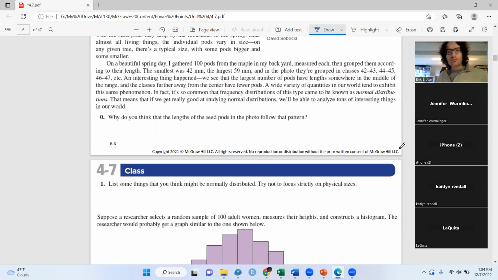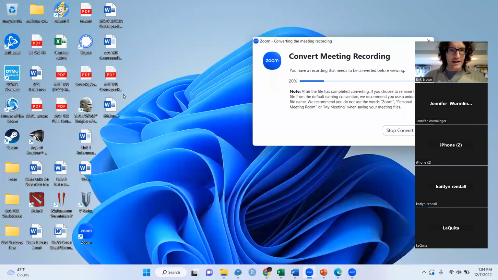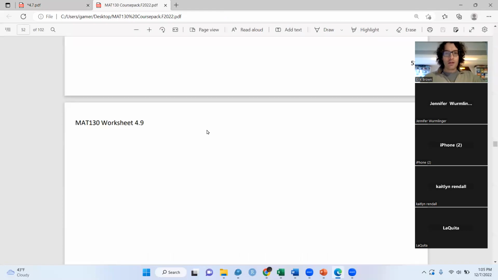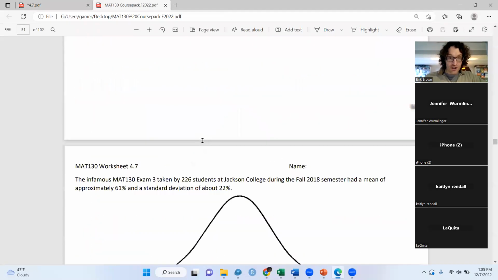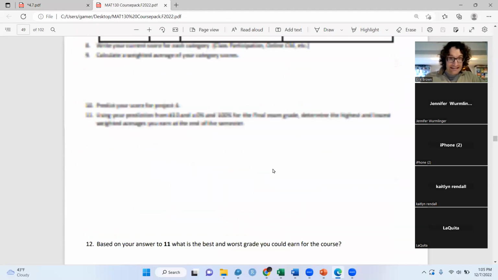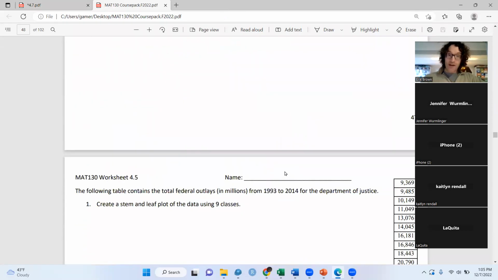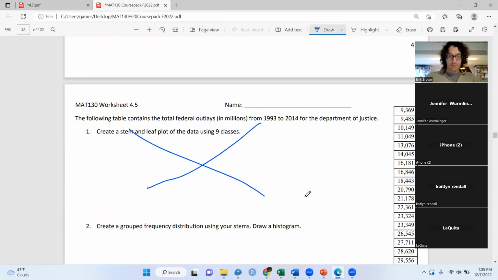I was wondering how you make a stem and leaf plot with a certain number of classes. Great question. I'm laughing because that was a terrible question in the worksheet that you should just not do. Are you talking about question number 1 from 4 or 5? Yes. Don't do that. That's how you do it.